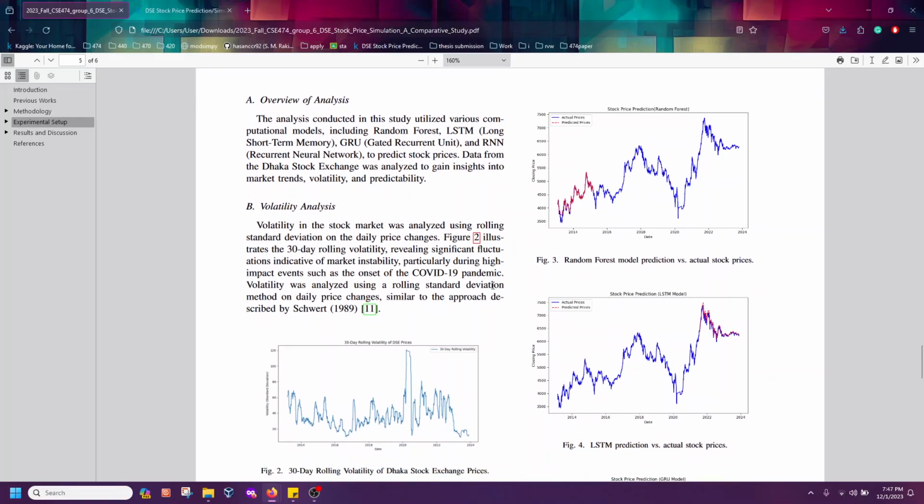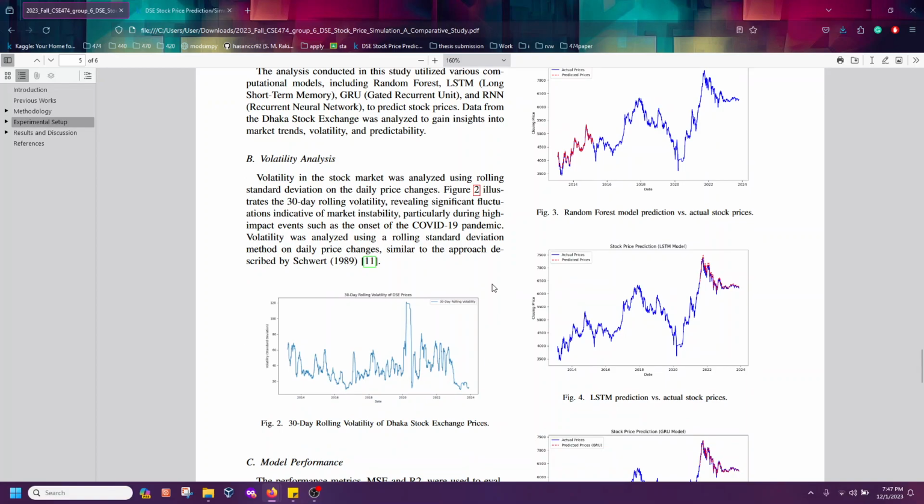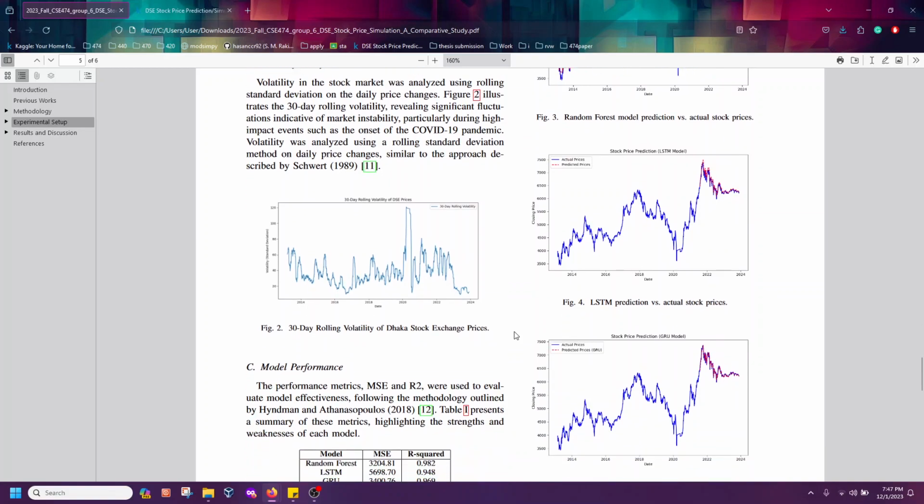Volatility analysis is a very, very important aspect in share market prediction. We have illustrated a 30-day rolling volatility revealing significant fluctuations indicative of market instability, particularly during high impact events such as the onset of COVID-19, which we can see in early 2020. We analyzed using a rolling standard deviation method on daily price change, similar to the approach of Stewart. It is a very early study.